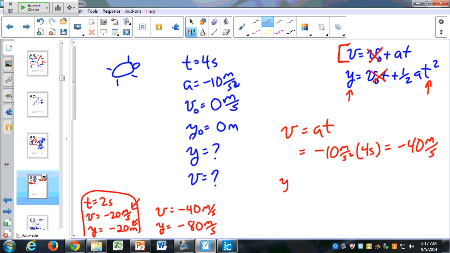And then y is 1/2 at squared. What was t? 4 seconds squared. So that's minus 80. All right, just like we said before.